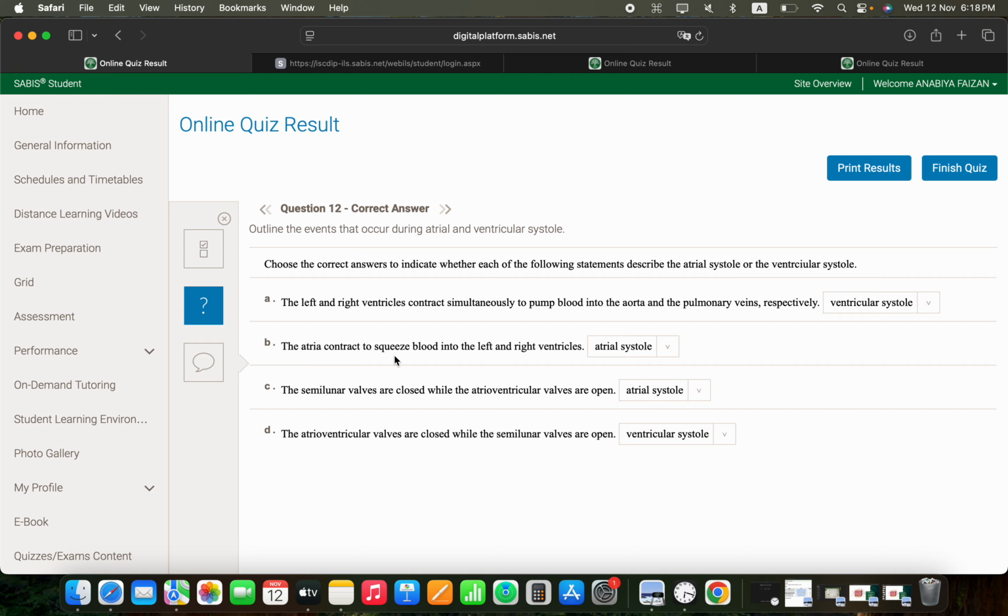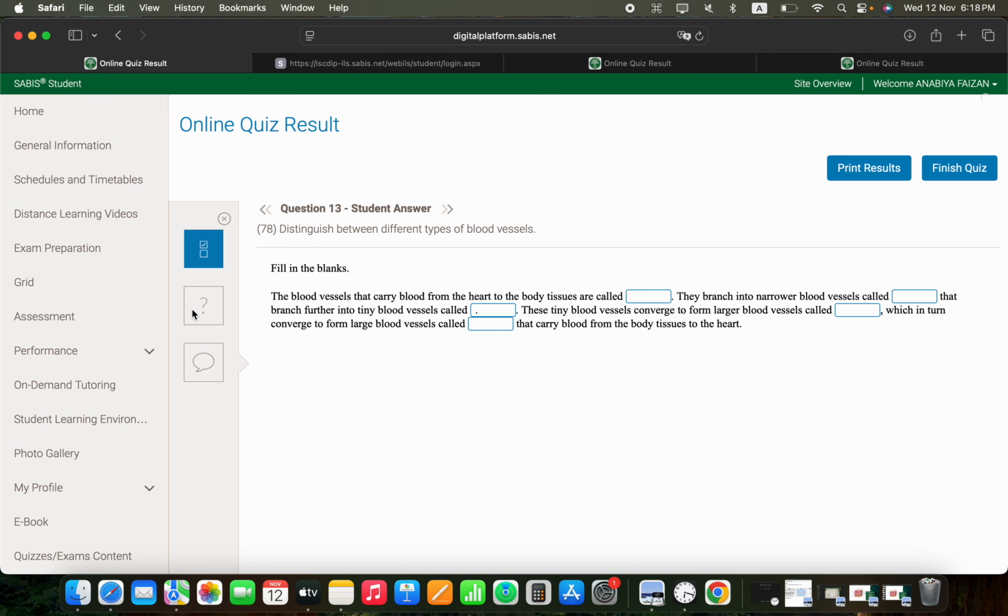The atria contract to squeeze blood into the left and right ventricles. This is the atrial systole. The semilunar valves are closed while the atrioventricular valves are open. This is the atrial systole as well. The atrioventricular valves are closed while the semilunar valves are open. This is the ventricular systole. I just find it easier to memorize it in whatever sentence I see, but really they ask it very differently in the exam, but you should probably go over this question.